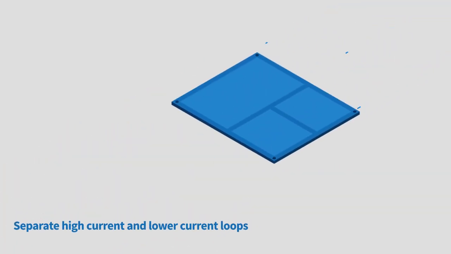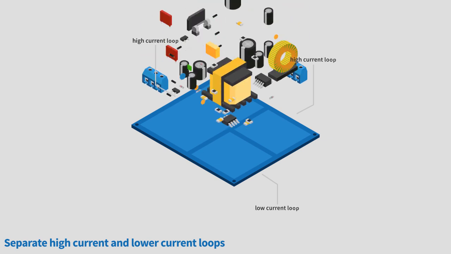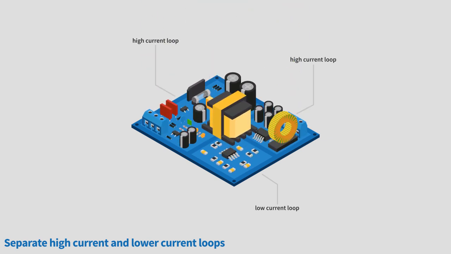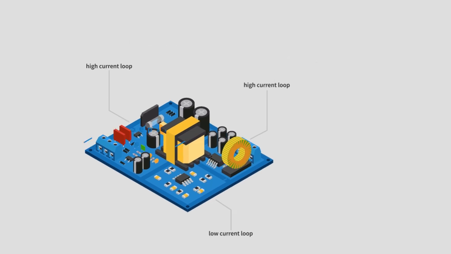Separate high current and lower current loops, including their grounds. The noise generation and operational performance of a power supply depends on current flow. All currents flow in loops. The high current and lower current loops must be separated and must be connected by as short of a conductor as possible.